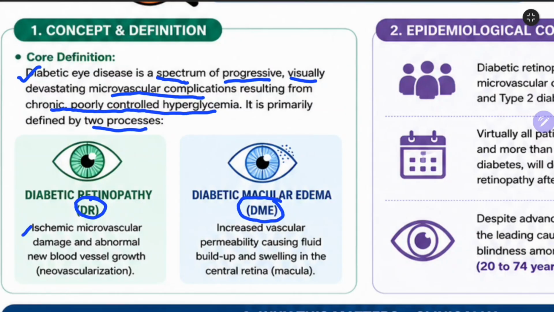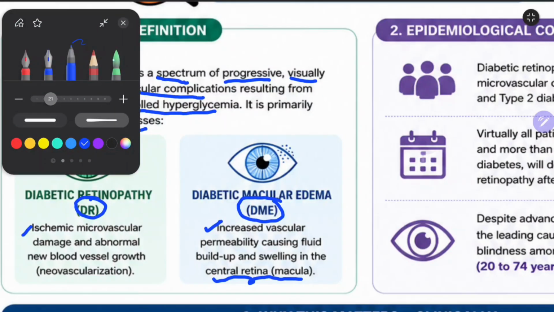Diabetic retinopathy is ischemic microvascular damage and abnormal new blood vessel growth, also known as neovascularization. So there is ischemic microvascular damage to the retina and there is abnormal new blood vessel growth in the retina, that is known as neovascularization. And diabetic macular edema is increased vascular permeability causing fluid buildup and swelling in the central retina, that is also known as macula. Increased vascular permeability causing fluid buildup and swelling in the central retina.